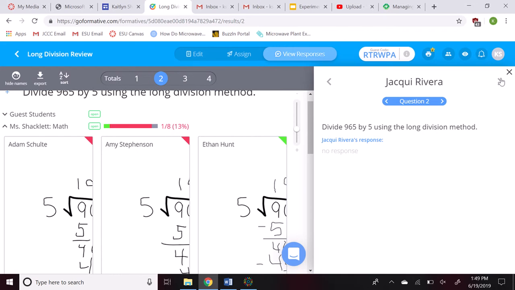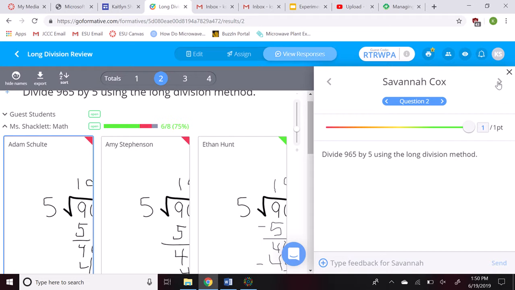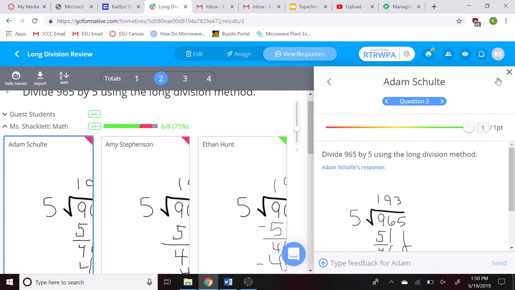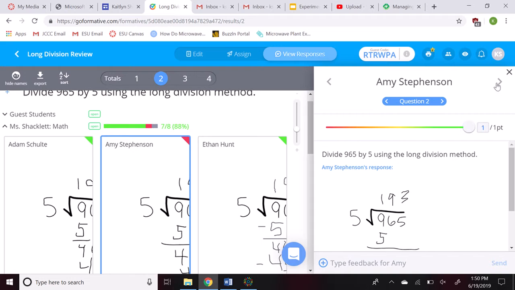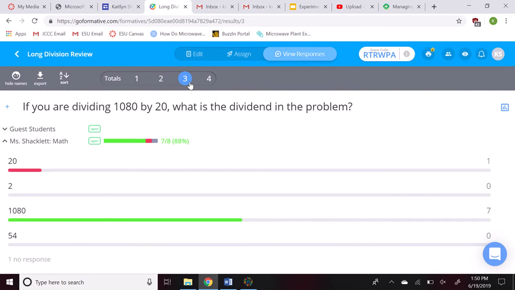And I'm just going to finish grading this really fast. Make sure everybody got the correct answer. Looks good. All right, and there's that response for Ethan there. We're going to go to number 3.